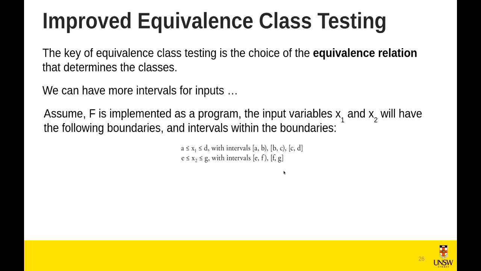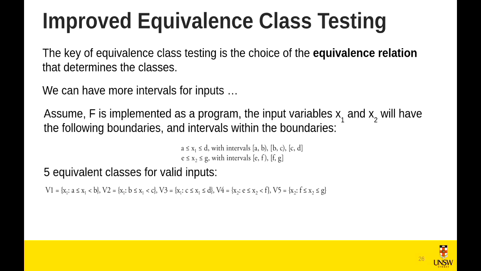So here are the three intervals for x1, and for x2 we have two intervals. And you may wonder, how are these intervals determined for x1 and x2? Actually, they are determined based on the requirements, based on the actual implementation of the program. So we need to consider the actual scenario of the target program we are testing to determine the intervals. But in this example, we just use these intervals for simplicity.